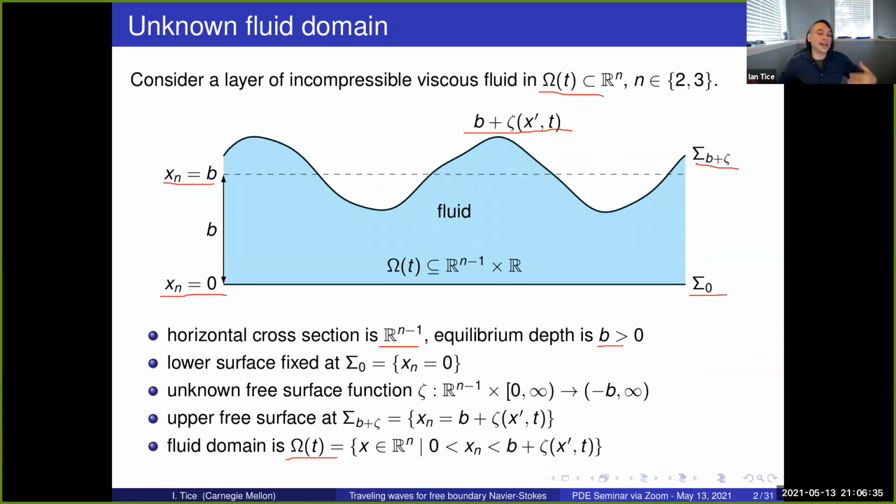This is a bit limiting in the sense that the graph formulation does not allow for wave breaking, where a wave turns over and is hanging over itself. But for very small perturbations of equilibrium, this is a perfectly valid way of thinking about a layer of fluid.